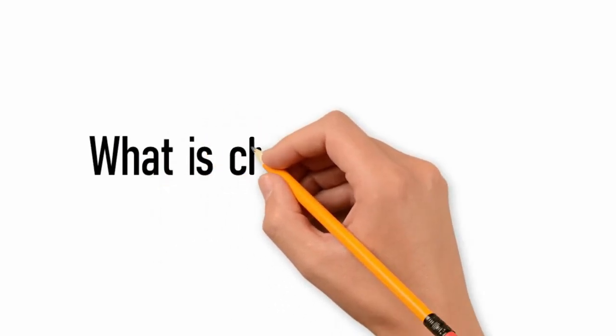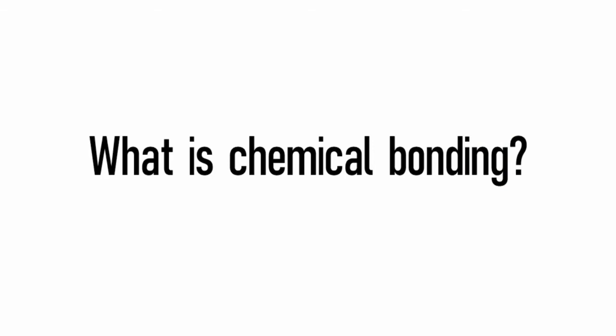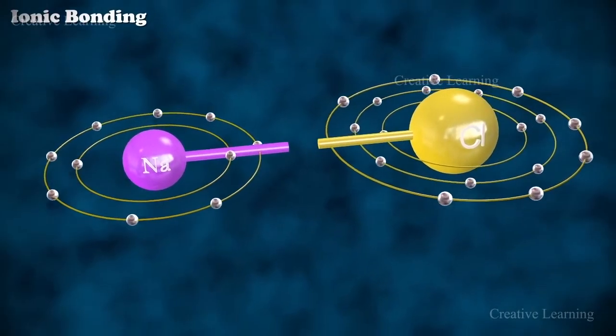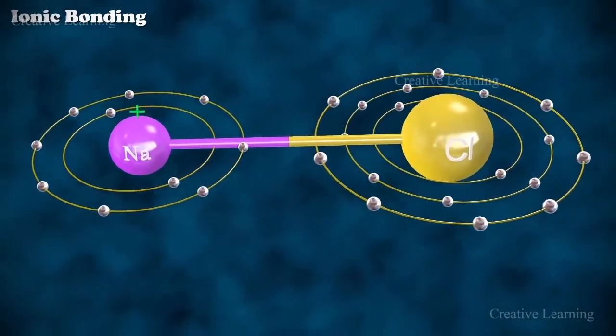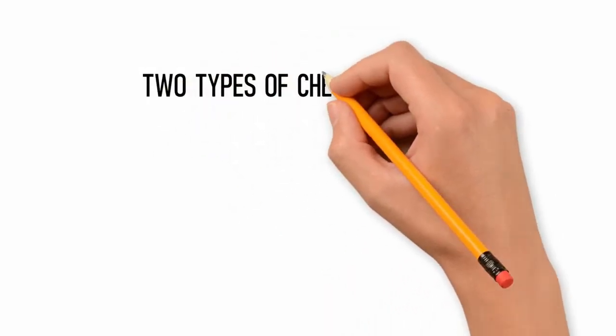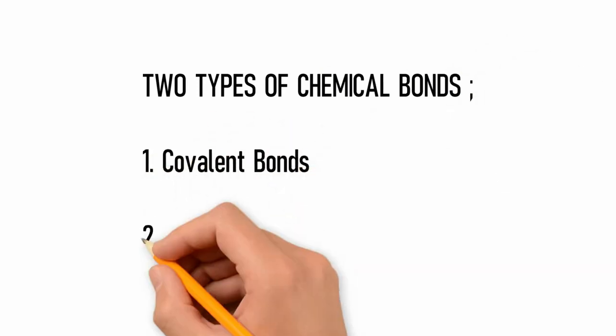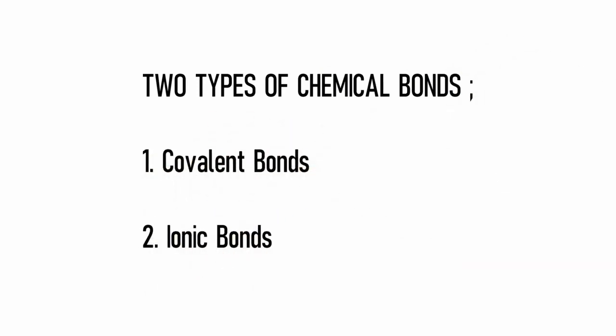Another important question: what is chemical bonding? Chemical bonding is a process by which atoms combine to form a compound. There are 2 types of chemical bonds. The first one is the covalent bond. The second one is the ionic bond.